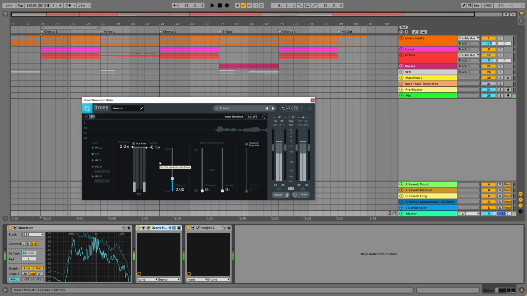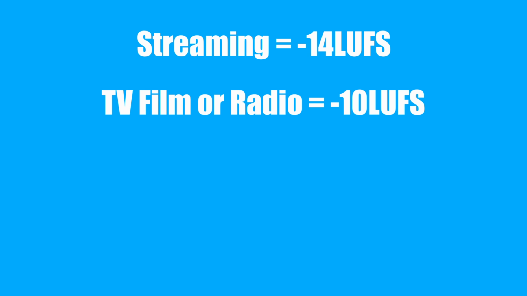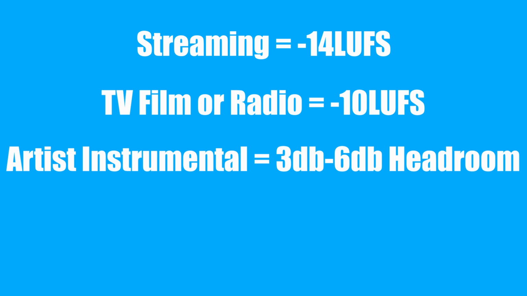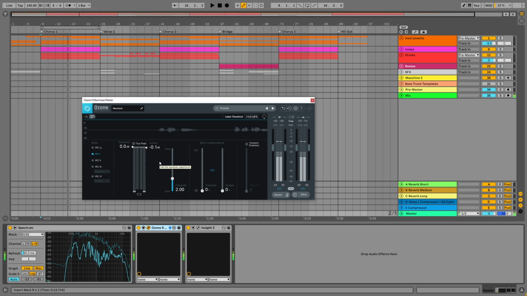Now you'll need to decide how loud you want your mix. If you're uploading to streaming platforms, most of them recommend a loudness level of -14 LUFS. There happens to be a lot of controversy around this topic, but I always like to stick to what the platforms recommend. If you're doing production music for things like TV, film, or radio, -10 LUFS is a great target. For an instrumental that'll feature an artist or be featured on a beat store, I suggest leaving 3 to 6 decibels of headroom. And finally, if you want the most loudness you can get, crank it up as loud as you can before getting any distortion. Let's set the levels here for streaming.